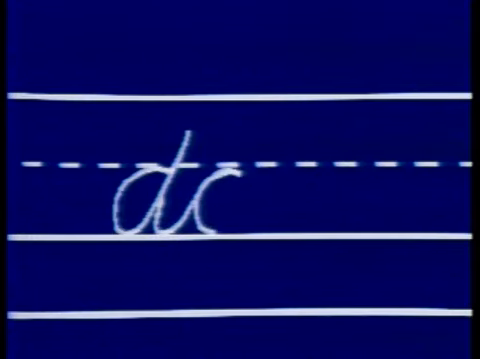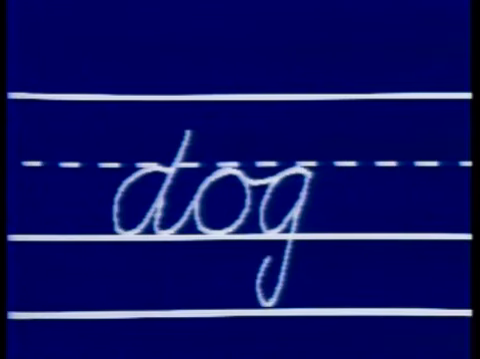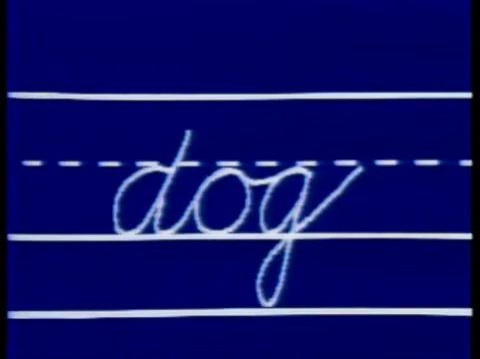This time you're going to see the letter G used at the end of the word in the word dog. First we have the letter D, then the O, and notice how we're going to connect the O with the letter G. Dog. The last letter you're going to learn in today's lesson is the letter Q. Let's take a look at it.